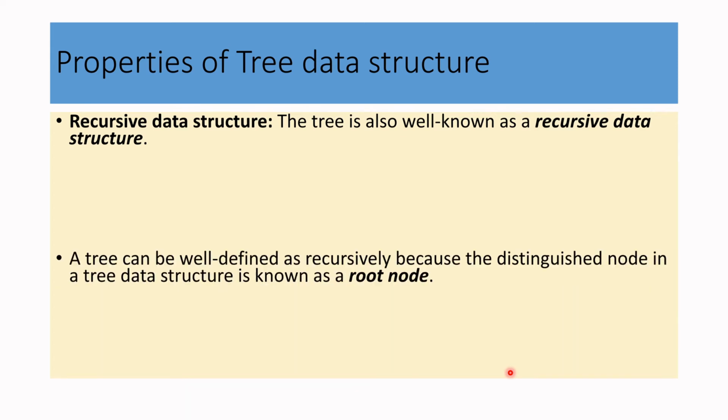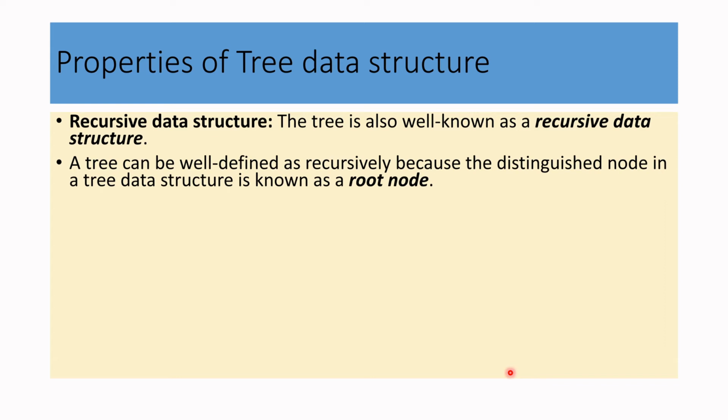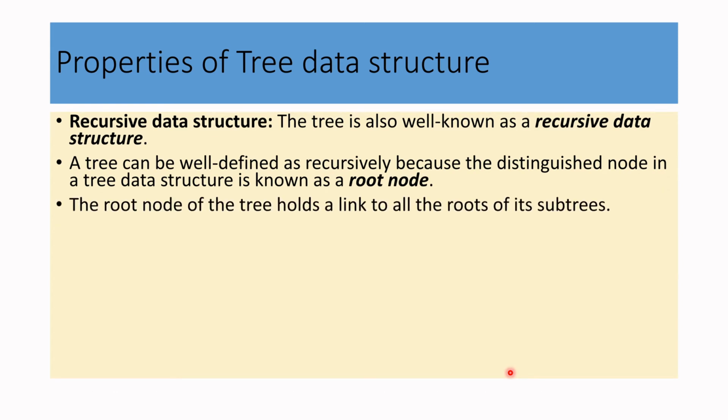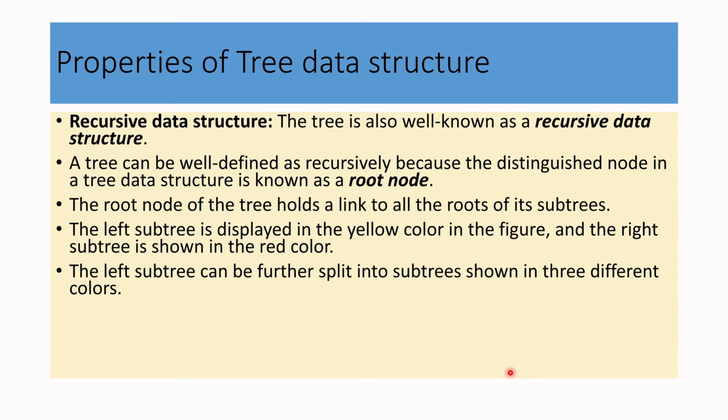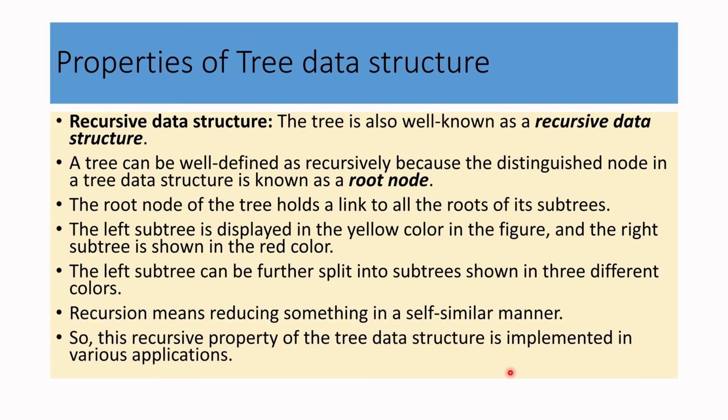Okay. A tree can be well defined as recursive because the distinguished node in the tree data structure is known as the root, as we have already told you, right? Each node of the tree holds a link to all the roots of its subtrees. The left subtree is displayed in the yellow color, and the left subtree can be further split into subtrees. Let's come to the video side.